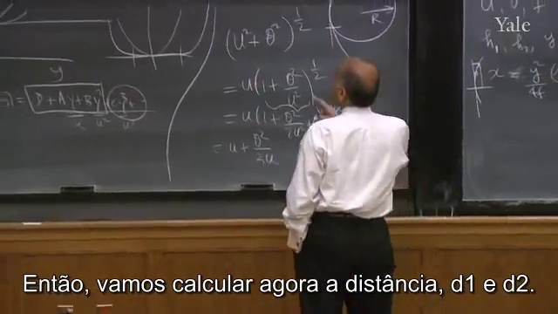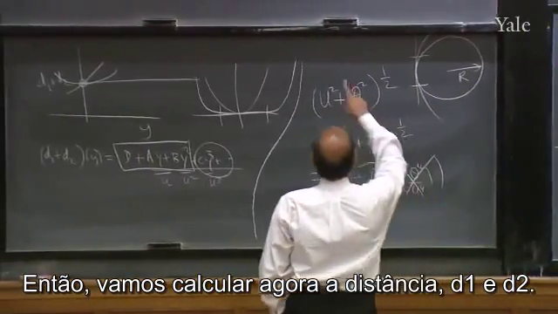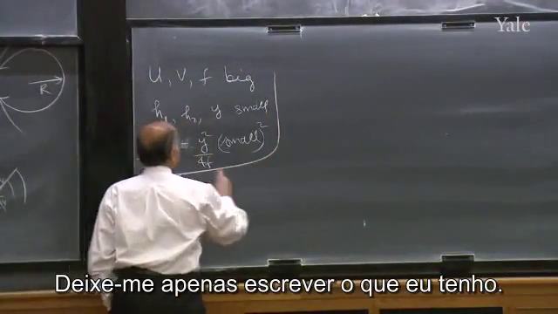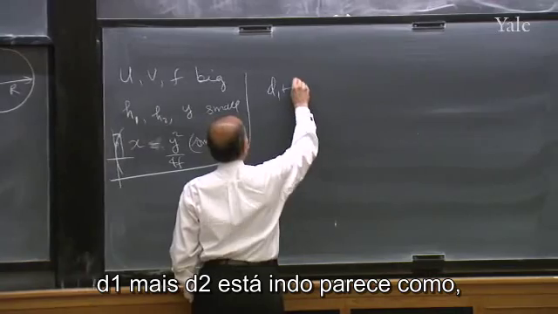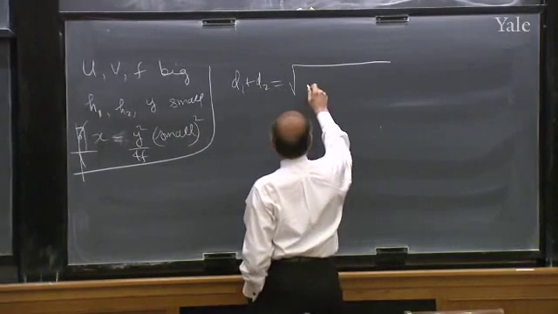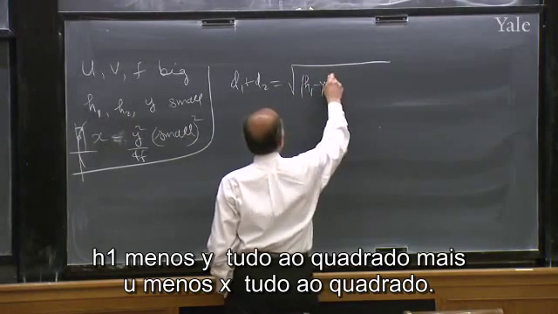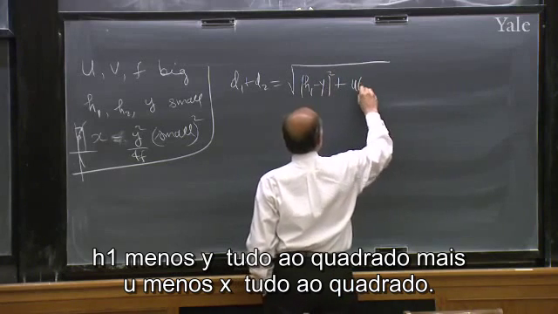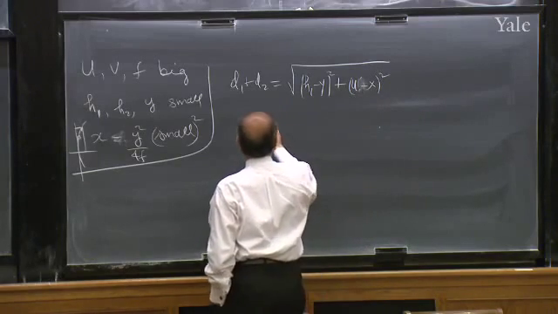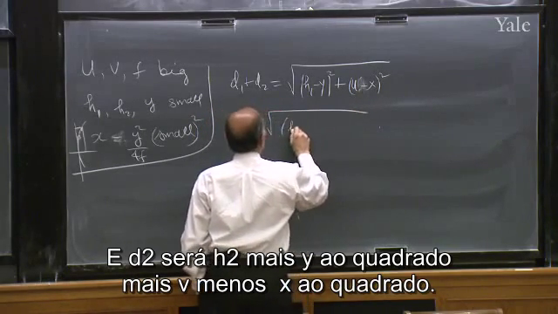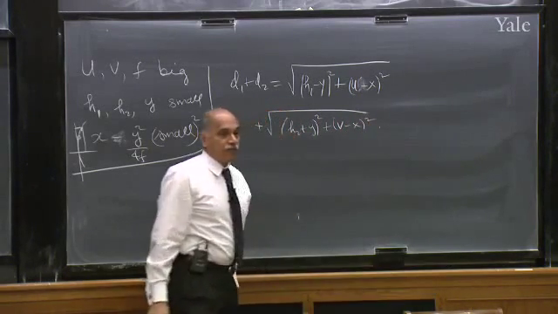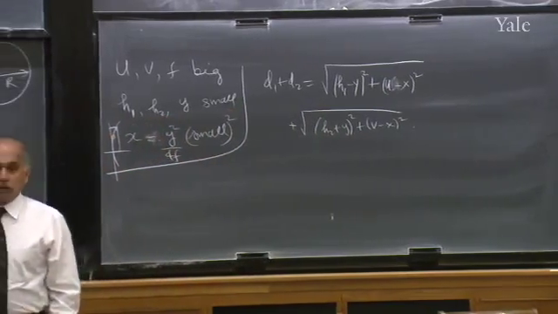So let's calculate now the distances d1 and d2. So we'll have to look at the picture here. So let me just write down what I get. d1 plus d2 is going to look like h1 minus y whole square plus u minus x square. That is d1. And d2 will be h2 plus y square plus v minus x square.